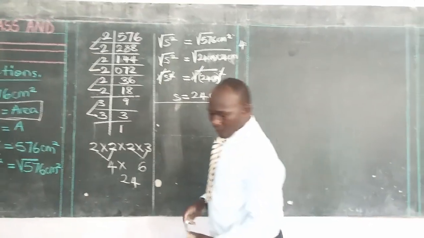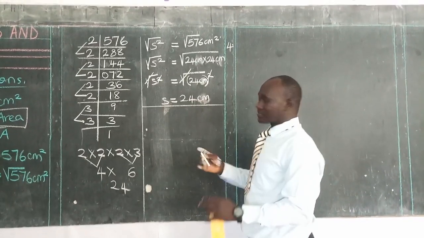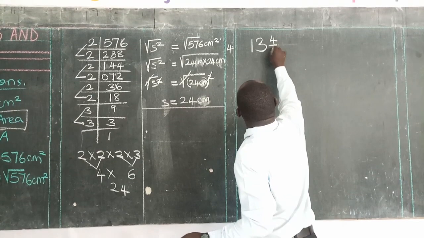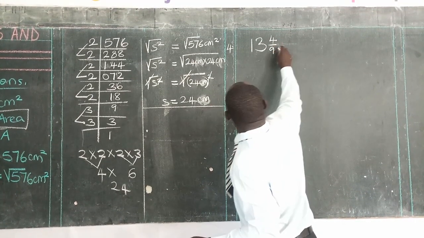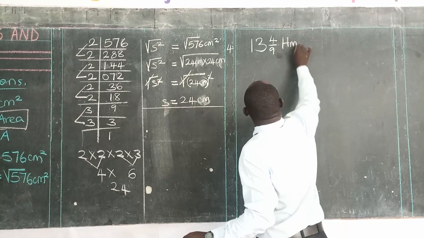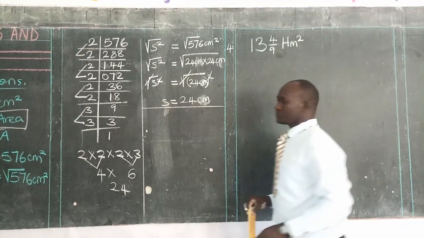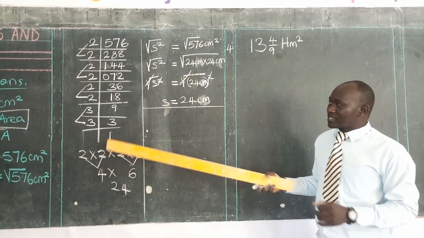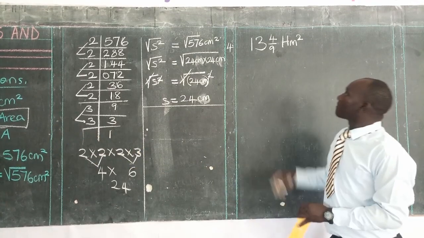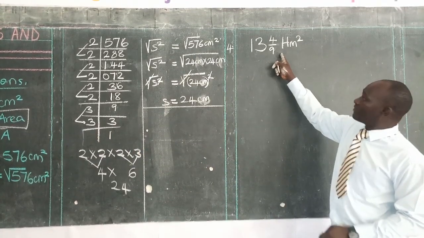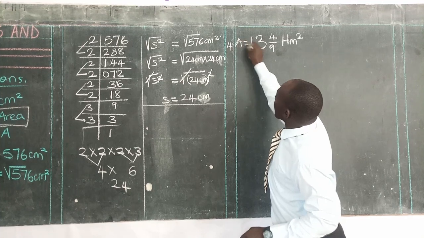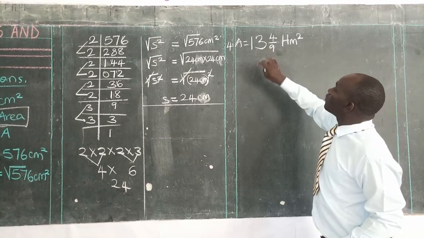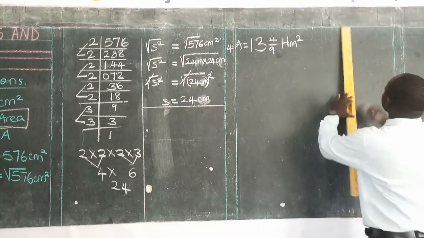There was a question on number 4, and out of the parts, I want to look at 13 and 4 out of 9 square hectometers. The steps are slightly going to be longer than this because of the mixed numbers we have. So if we have this area, the first thing you need to do is to convert this into an improper fraction.